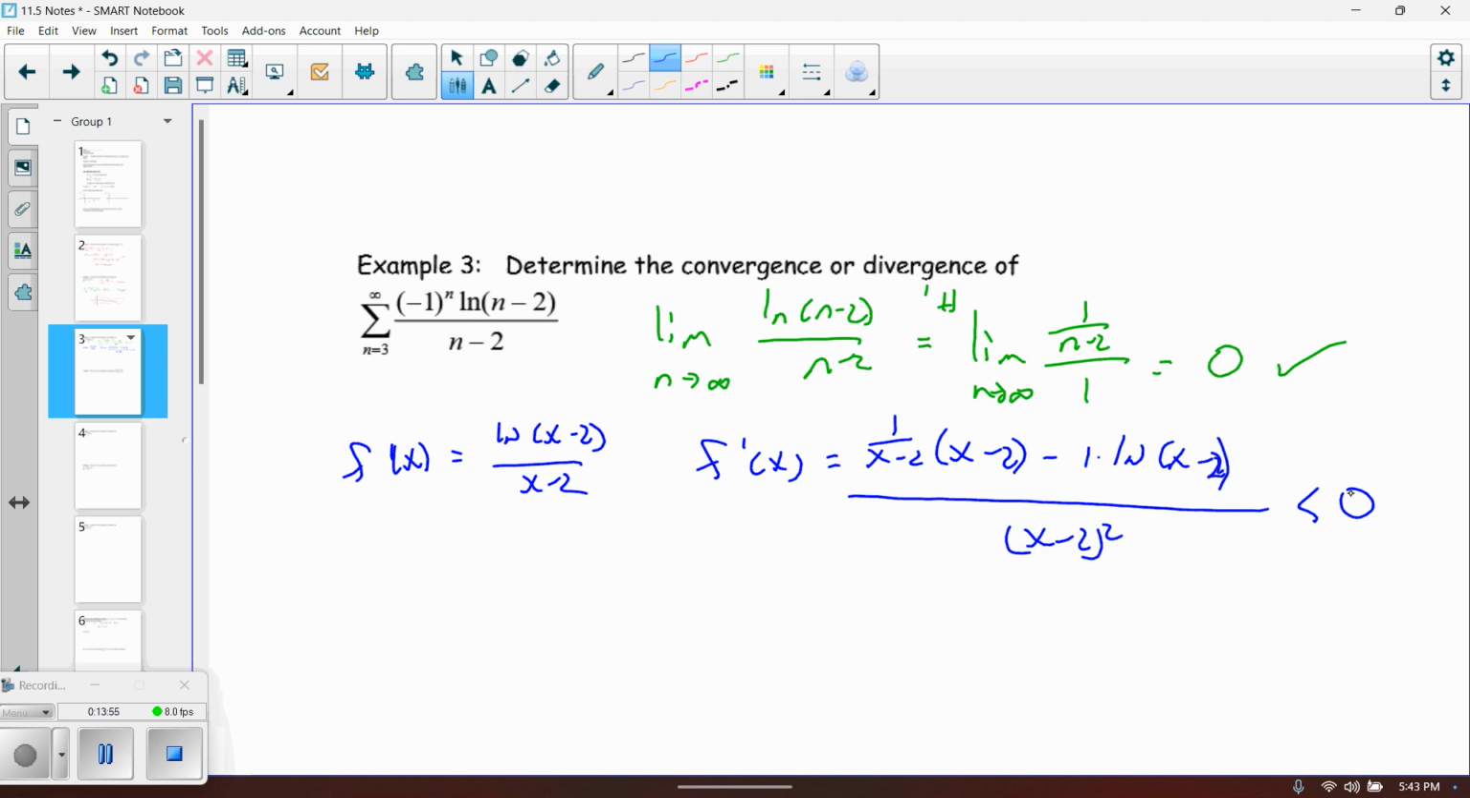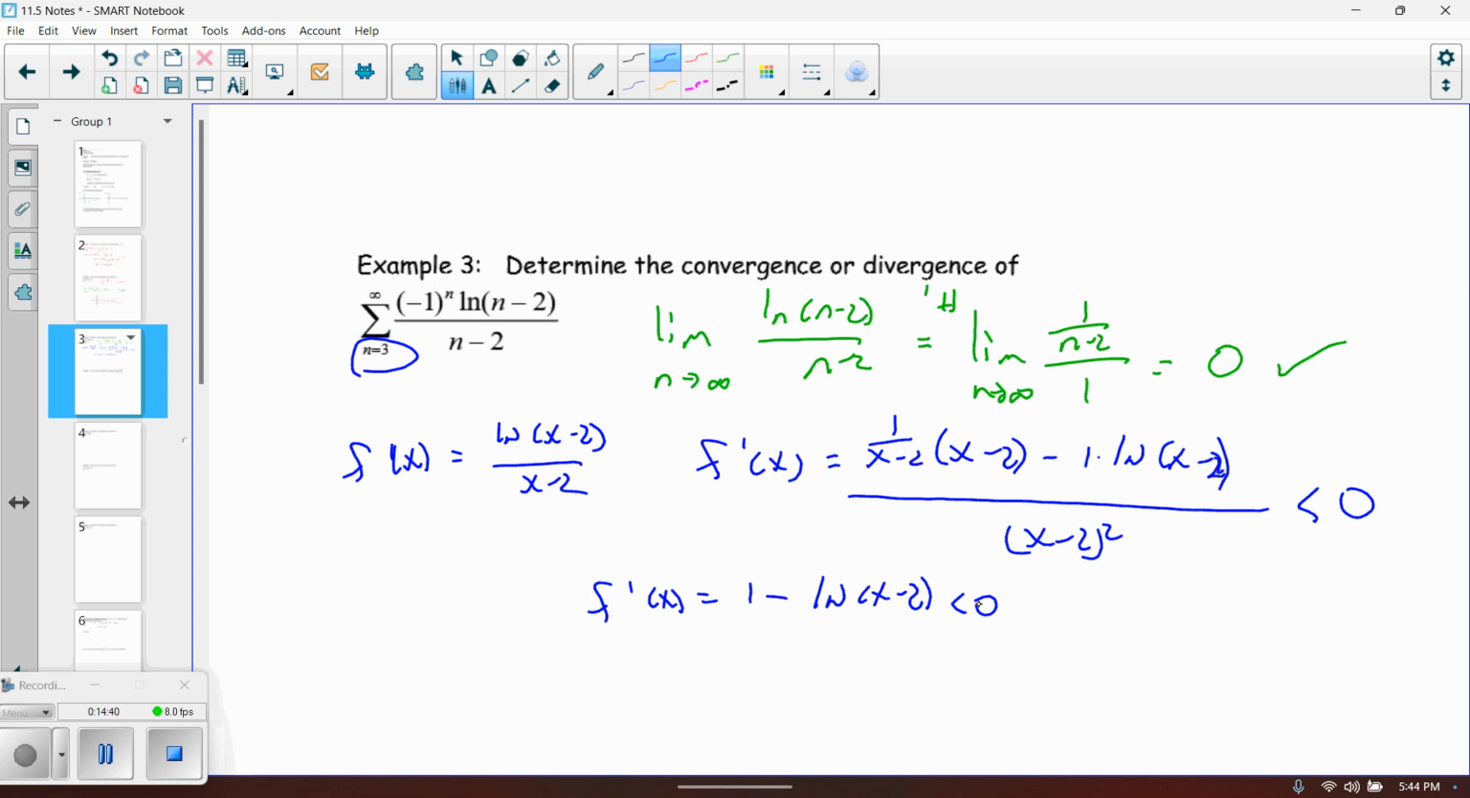All right, well, the denominator, for every value of x that you substitute, other than 2, because 2 is undefined, but it's okay because n here starts at 3, and that was kind of important. For every value after 2, the denominator is always positive because you're squaring it. So we don't really have to worry about that. We can multiply both sides by the denominator, get rid of it. On the numerator, 1 over x minus 2 times x minus 2 is 1. And then I've got minus 1 natural log of x minus 2, and that has to be less than 0.